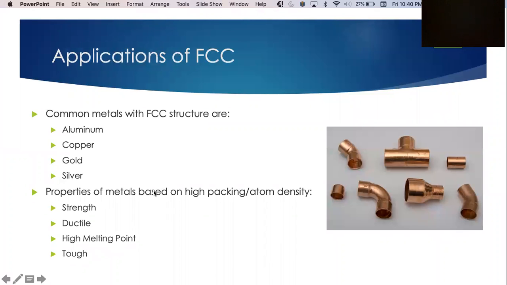Okay, and some common types of metals that have FCC structures are aluminum, copper, gold, silver, also a certain type of iron. They are very commonly used due to some of their important characteristics. Some characteristics of these metals are that they are very strong, ductile, meaning they can be bent or shaped easily without actually breaking. They have a high melting point, and they are tough, meaning that it requires more energy to break them. Hence their wide range of applications. Many of their other properties can depend on the elements that are involved, so what exactly the atoms are, the purity of those atoms involved, and temperature, etc.